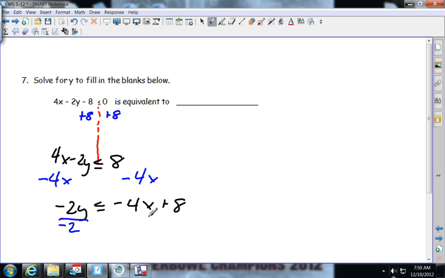Divide by negative 2. Make sure you flip the sign so it becomes greater than or equal to. So y is greater than or equal to 2x minus 4.